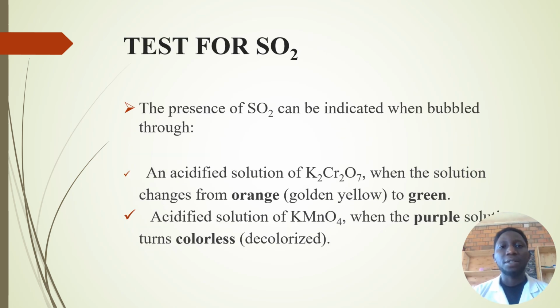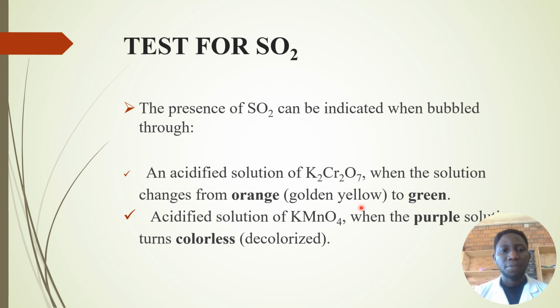Test for sulfur dioxide. We have two ways of testing this gas of sulfur dioxide. The presence of sulfur dioxide can be indicated when bubbled through, first way, an acidified solution of potassium dichromate. When the solution changes from orange, this means golden yellow, to green, this change of color shows there is a presence of sulfur dioxide gas. That is the first method.